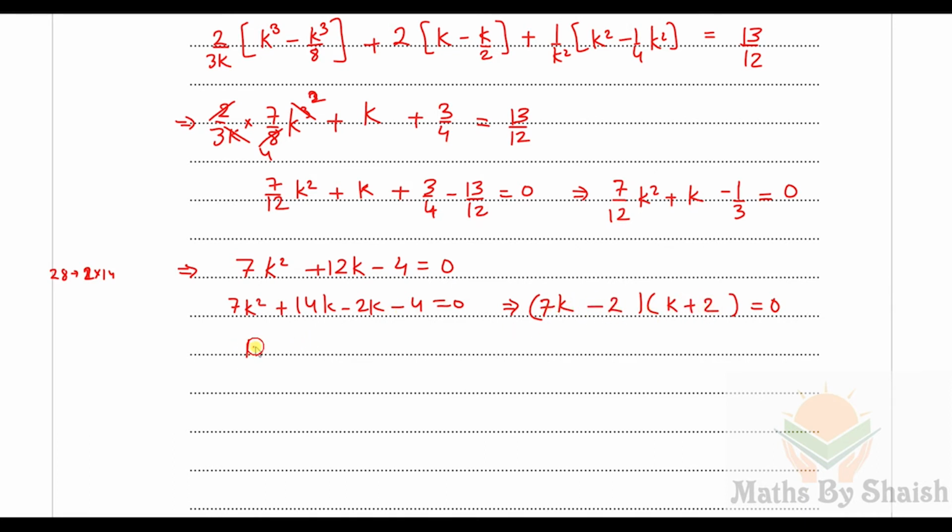So we got k value as 2/7 and −2, and −2 is not acceptable because it is given that k is a positive constant, greater than 0, so the value of k is 2/7. Now here's the last question, first part.